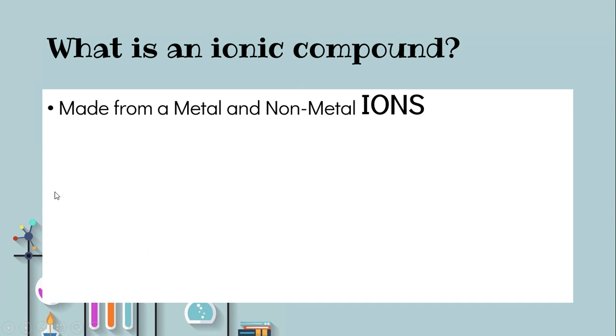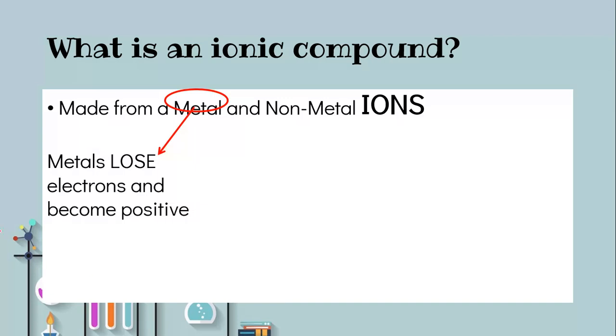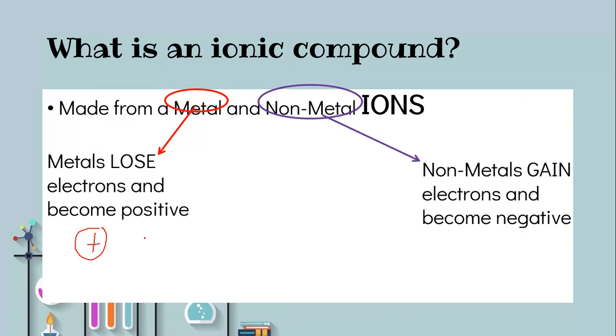Let's get started. So first things first, what is an ionic bond? An ionic bond is when a metal and a non-metal combine together, and it is made from ions. So remember, an ion, for example, for a metal, is when metals lose electrons. When they lose electrons, they become positively charged, whereas non-metals gain electrons. When you gain electrons, you become negatively charged because electrons are negative.